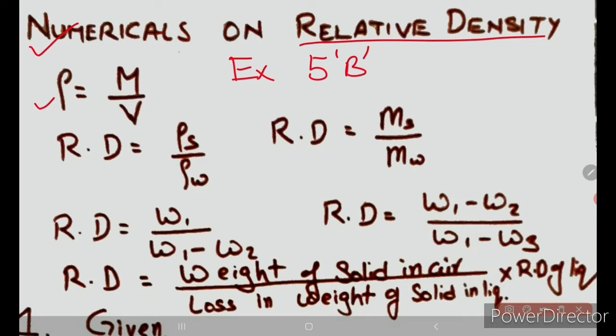The other one, number 2, is that the relative density of a substance will be equal to the density of a substance upon the density of water at 4 degree Celsius. Then there is another formula for the relative density which we have derived, that is the mass of a substance upon the mass of water of equal volume, at the same temperature.